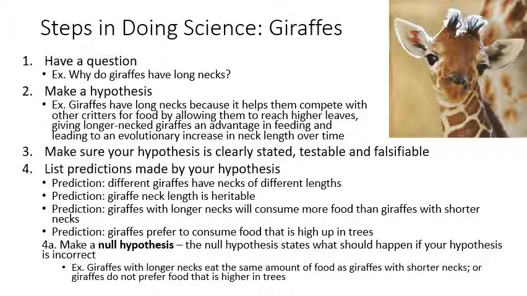So once you've got your predictions down, then you can make what's called a null hypothesis. The null hypothesis is predicting what would be the case, or what would happen, if your regular hypothesis was actually wrong. So if your regular hypothesis is predicting that giraffes that have longer necks eat more food than giraffes with shorter necks, your null hypothesis would say that giraffes that have longer necks will not eat more food than giraffes that have shorter necks, so they'll eat the same amount of food. If your hypothesis predicts that giraffes prefer to consume food higher up in the trees, then your null hypothesis would state that giraffes do not prefer to consume food that's higher up in the trees.